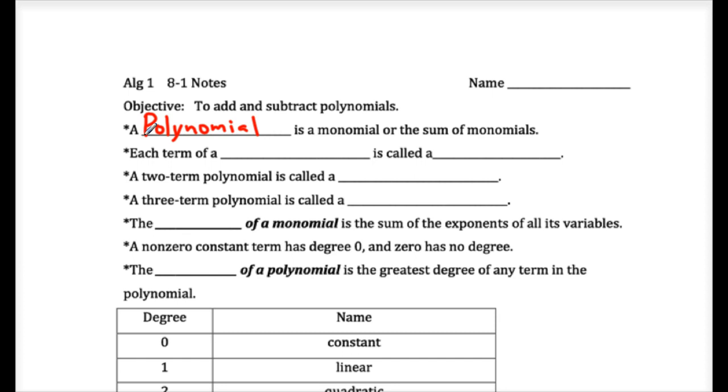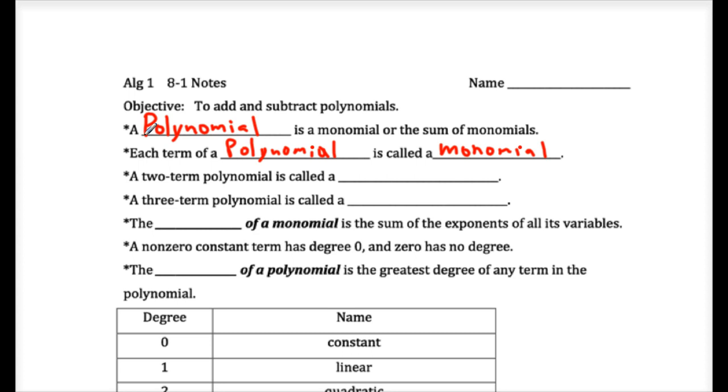All right. Each term of a polynomial, each piece of a polynomial, is called a monomial. That's what I said. Guys, take a risk. It's okay to be wrong. We'll fix it. Each term of any polynomial, guys, is considered a monomial.